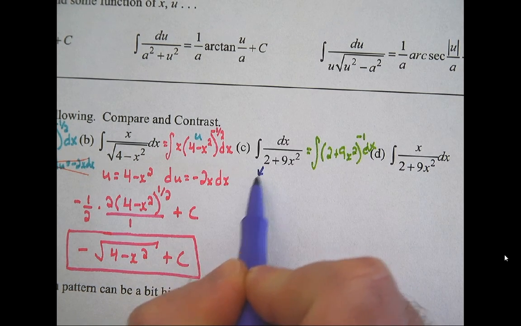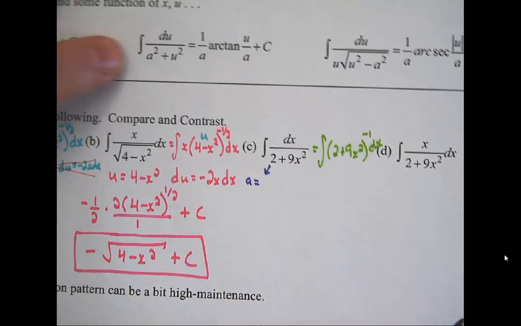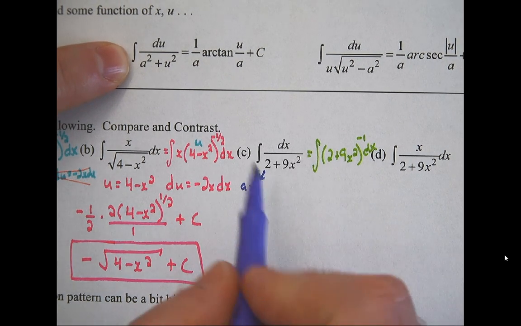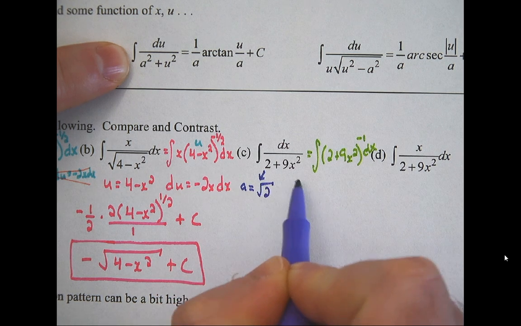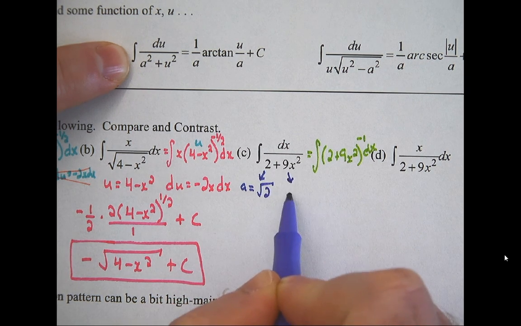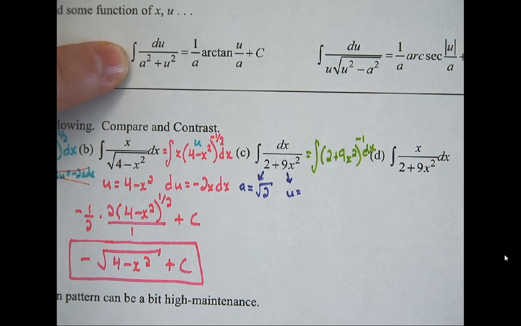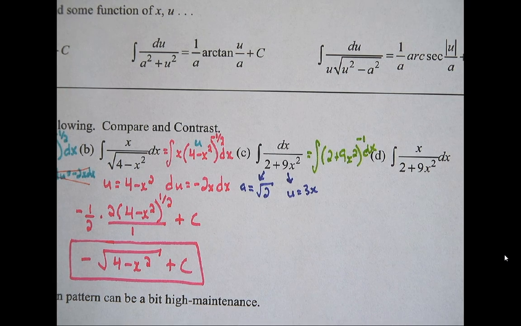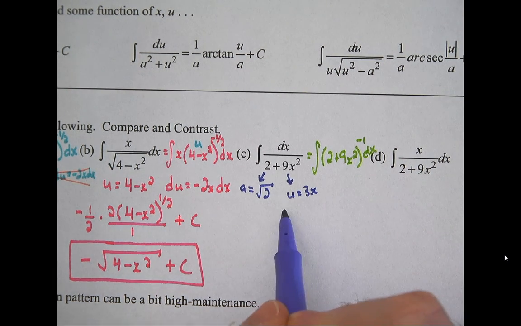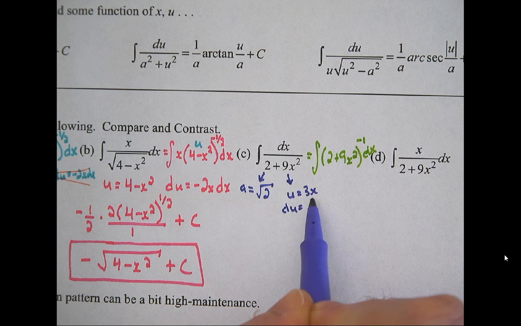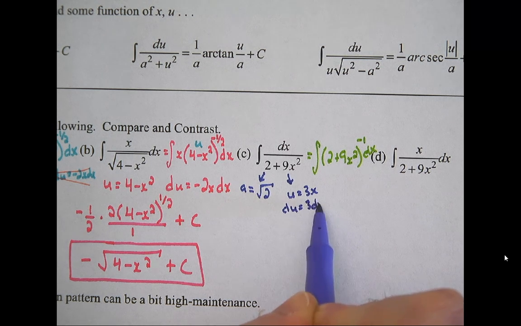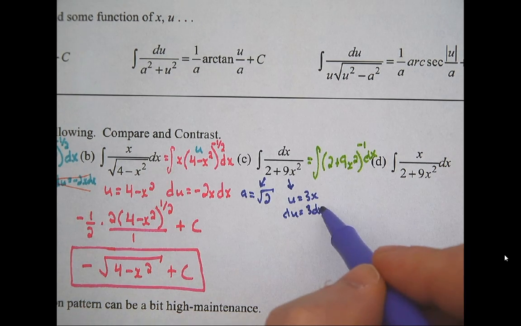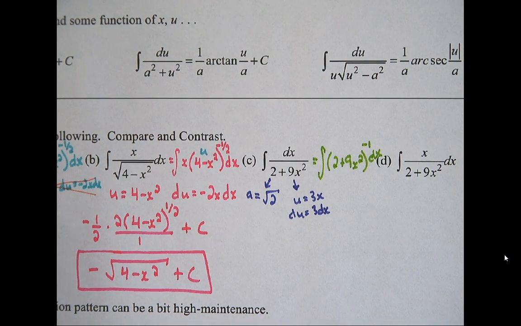So my a, so if a needs to be squared and I've got a 2 there, what does a have to be? It's got to be root 2. And then what squared? U is what gets squared to make 9x squared, so that would have to be 3x. Now that means according to the chain rule, I'm going to have a du that is 3dx. So I'm going to have to compensate for that. I'm going to have to make sure that I generate that up above. So let's take a look.